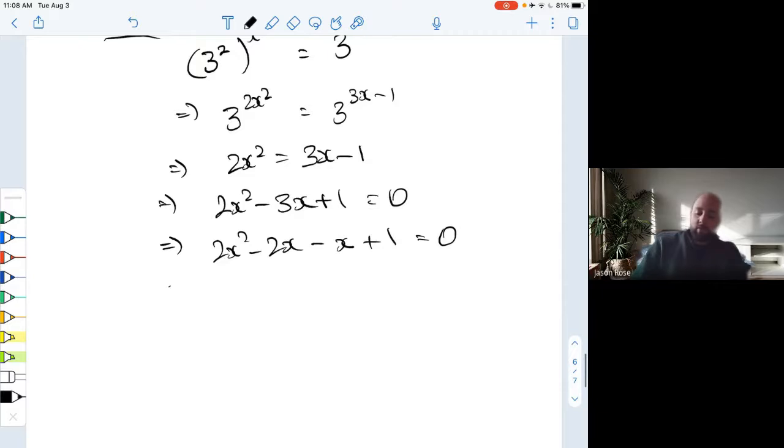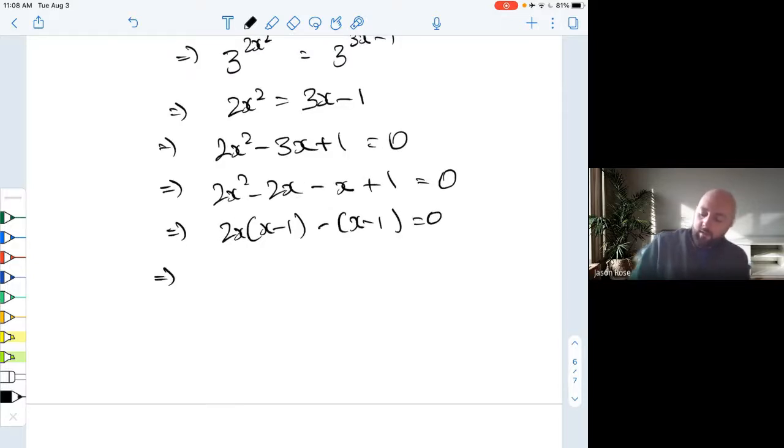And now I can factor by grouping. So 2x times x plus 1. No, times x minus 1. Starting to make more mistakes than usual now, so I think we'll take a break soon. And then factoring out the x minus 1. And then solving.